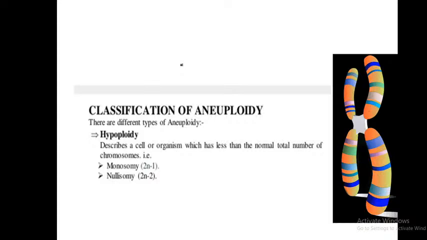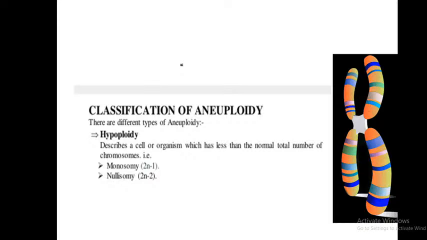For example, in a normal human being we have 46 chromosomes. Instead, if any individual is having a chromosome number of 45 or 44, that is known as hypoploidy. Hypo means less, the deficiency is called hypoploidy. So hypoploidy describes a cell or organism which has less than the normal total number of chromosomes. Hope it's clear.